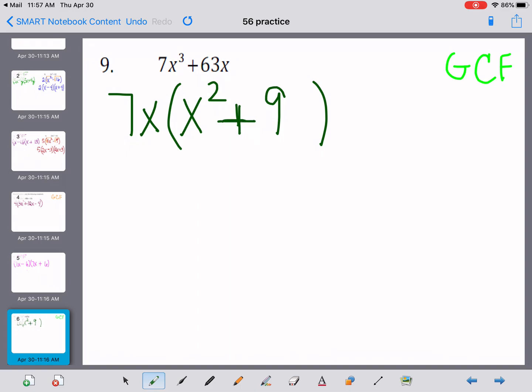Now you might be thinking that we can keep going on this problem, but we actually have finished the factoring process. The only thing we can do on this particular problem is do the GCF. And the reason being is because this sign right there is a plus. And in order to do the difference of squares, we have to have a minus.